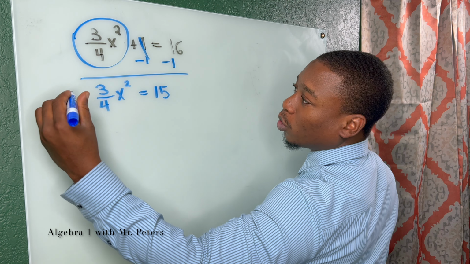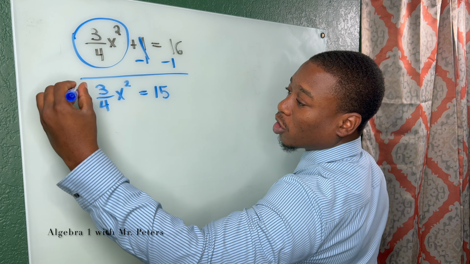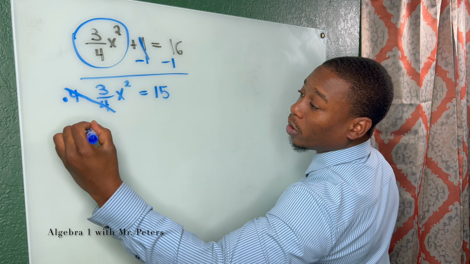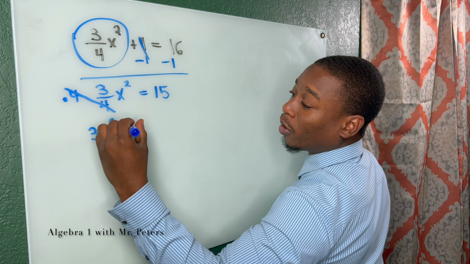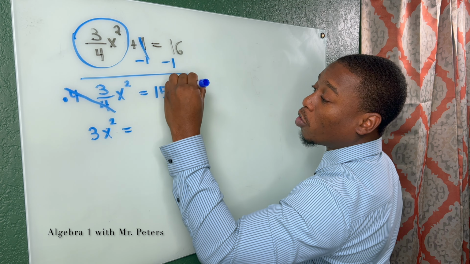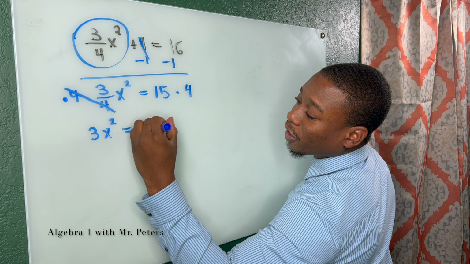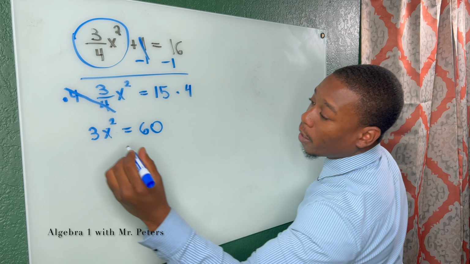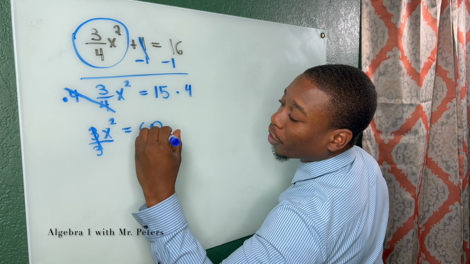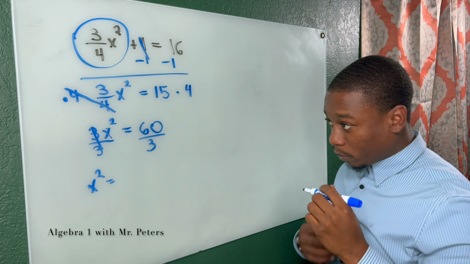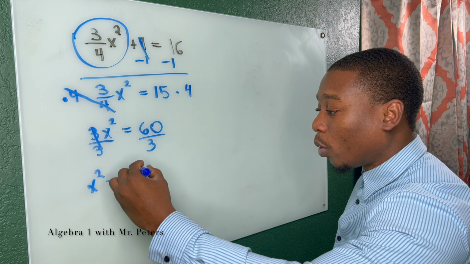So what I like to do is split the fraction. So we're going to multiply by 4. Denominator cancels out. We're only left with 3x squared on the left-hand side. And when we multiply the other side by 4, we're going to get 60. Okay? And now we go back, divide by 3. We have x squared is equal to positive 20.